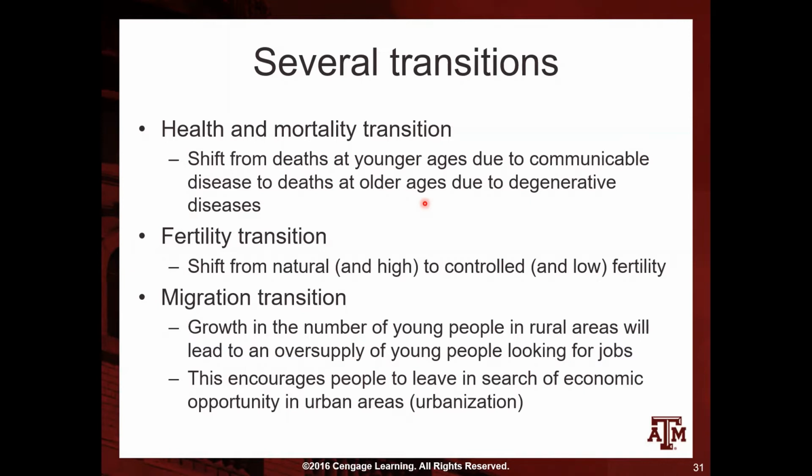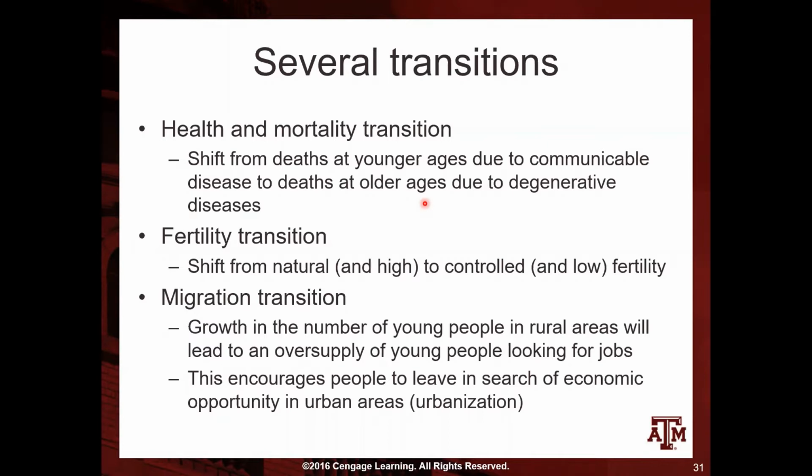So this overall pattern of changes from communicable diseases affecting young people to degenerative diseases affecting older people, that's the overall pattern. But we see fluctuations over time across societies, as we are experiencing right now.